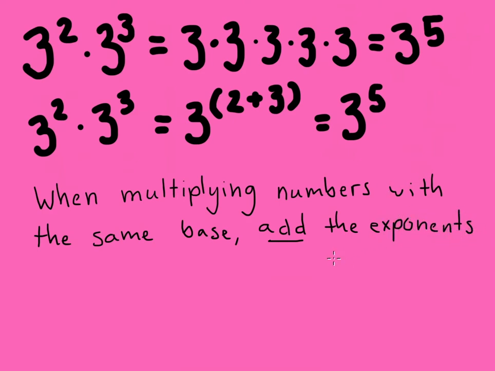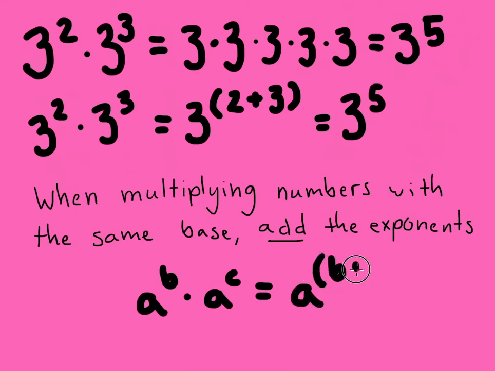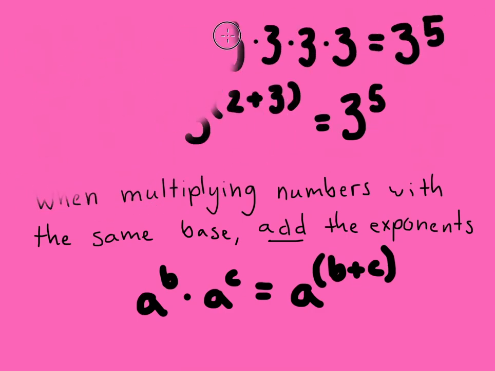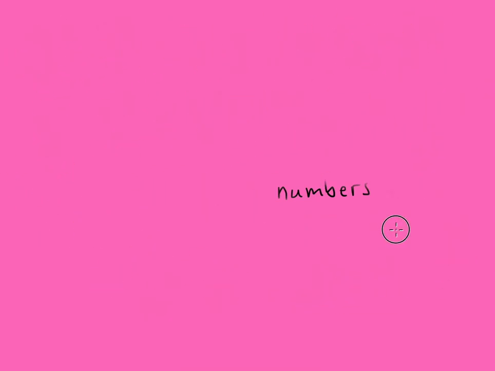So up in the top left corner here, we have 3 to the 2nd power times 3 to the 3rd power. 3 is our base for both of those numbers, and so we can add the exponents together. If we have different bases, it doesn't work. You can't add them together. Now, it's the same with variables. We have a to the b power times a to the c power. That's going to be a to the b plus c power. Okay, let me erase this. We'll move on to our next rule.